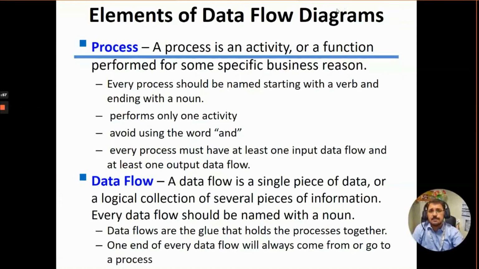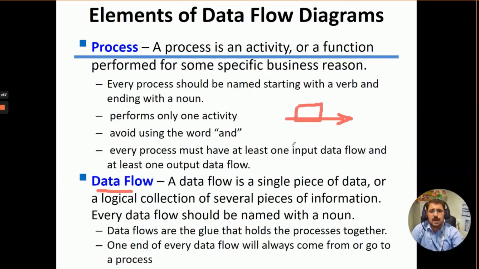Next thing which is part of this diagram is data flow. Data flow mostly we show by the arrow, and that arrow shows something is moving from one place to another. So what is moving, that should be labeled here.